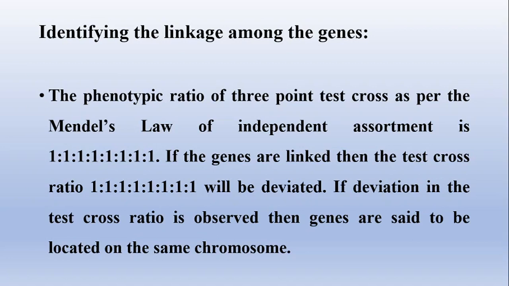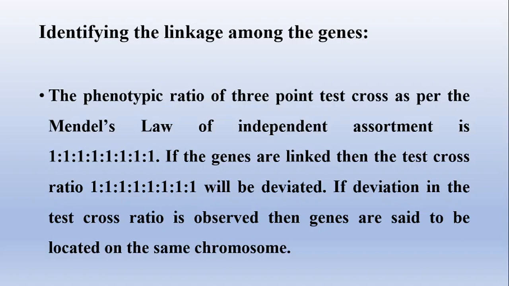The first one is identifying the linkage among the genes. Actually, the phenotypic ratio of 3-point test cross as per the Mendel's law of independent assortment should be 1 is to 1 is to 1 is to 1 is to 1 is to 1 is to 1 is to 1.